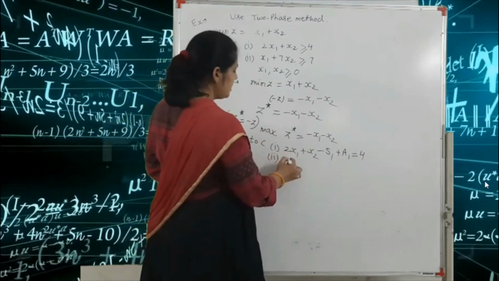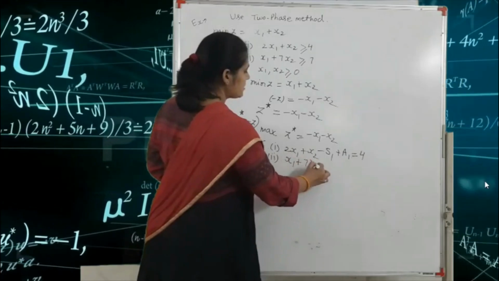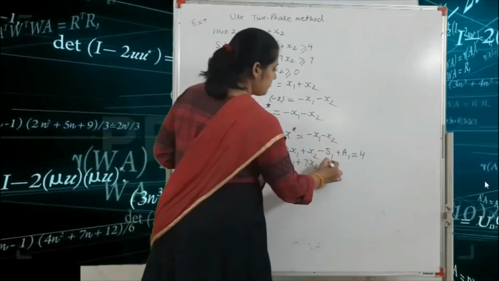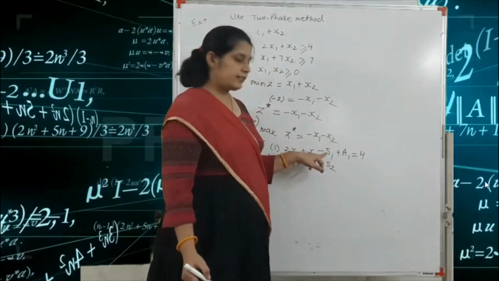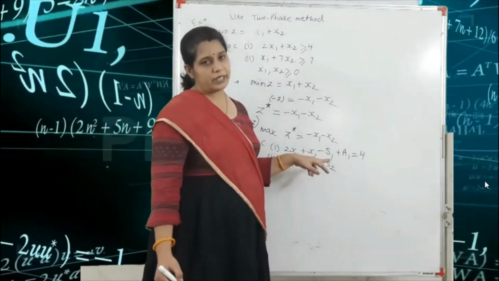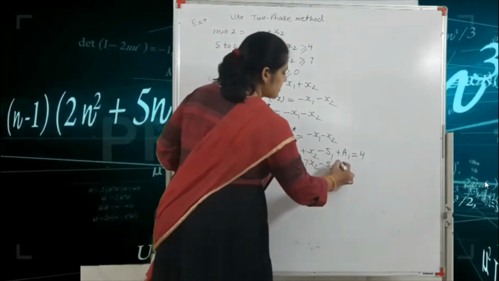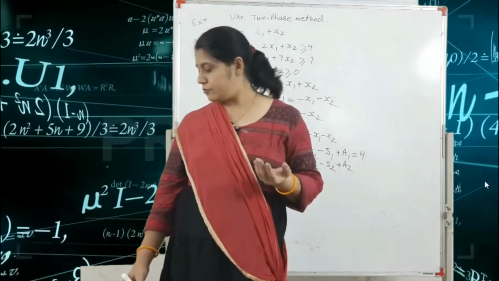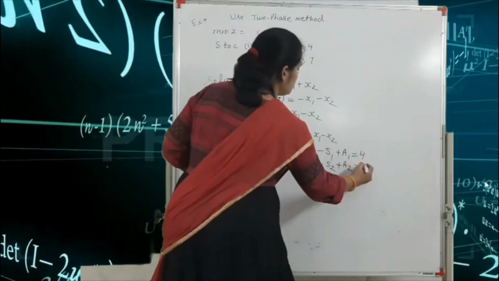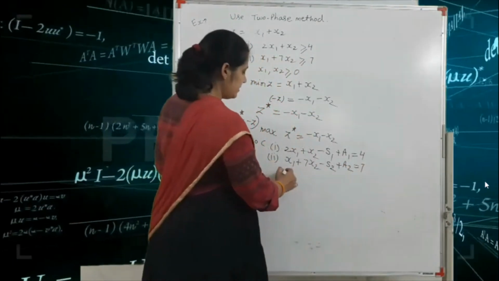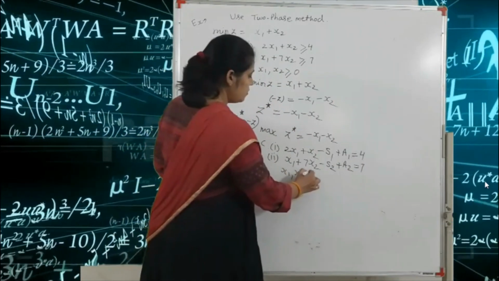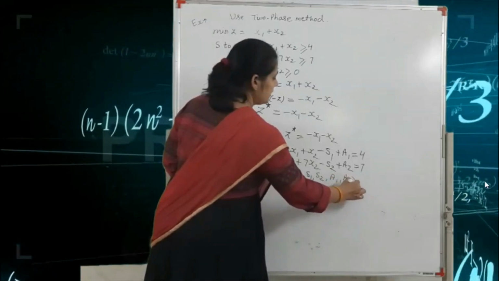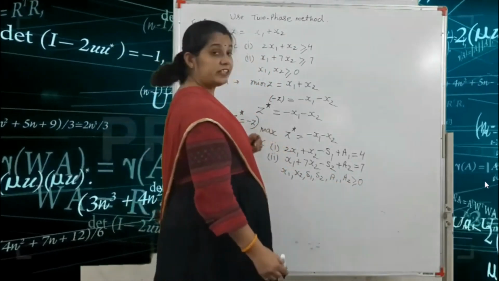The second equation is x1 plus 7x2. Again the inequality is greater than or equal to type, so we write minus s2, because we have already used s1 as a surplus variable, and we add the artificial variable a2, equal to 7. Next we write x1, x2, s1, s2, a1, a2 greater than or equal to 0.